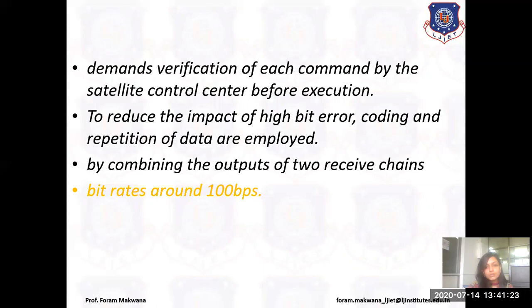So what is the function of the command subsystem? It demands the verification of each command by the satellite control center before the execution. So it reduces the impact of higher bit error, coding, and the repetition of data which are employed. The bit rate for this is around 100 bits per second. For telemetry, it was 100 to 150 bits per second.